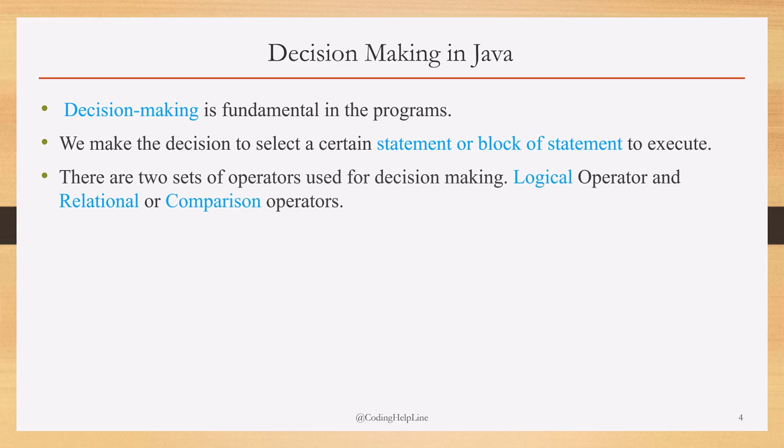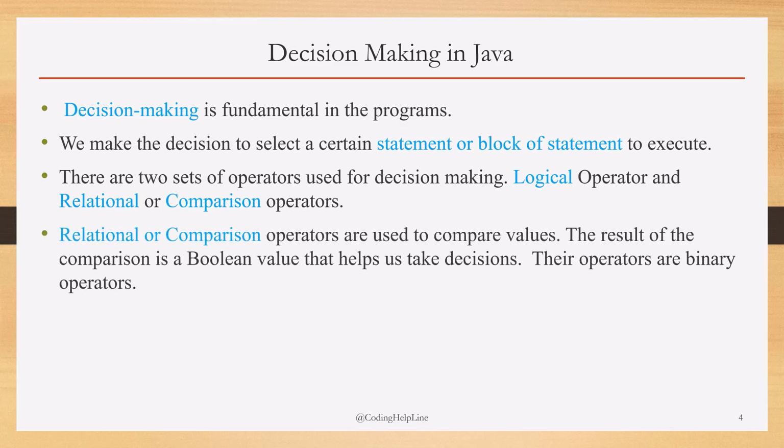There are two sets of operators that are used for decision making: logical operators and relational or comparison operators. These operators are used in logical expressions that evaluate to true or false. Based on those true and false conditions, we take decisions. Relational or comparison operators are used to compare values. The result of comparing is a Boolean value, true or false, that helps us take decisions.